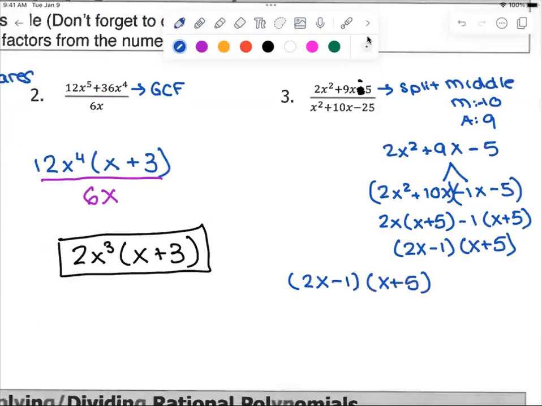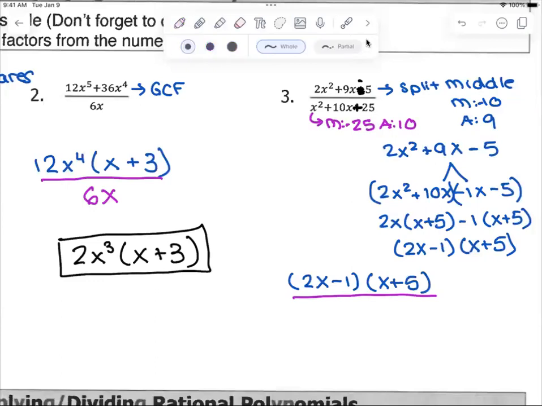Okay, my denominator is multiplies to negative 25, adds to 10. I don't need to split the middle because it starts with an x squared. The a value is 1. So multiplies to negative 25, adds to 10. So when I think about that one, it also has an error. Change this to a plus sign. I must have just flipped that when I was typing it in. That should be a plus 25. Otherwise it doesn't work, which was not my plan.